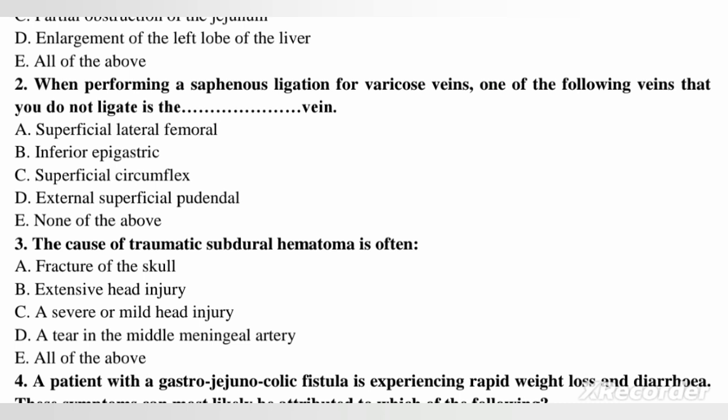However, we need to remember that the inferior epigastric vein is not one of the great saphenous vein's tributaries. It is part of the deep venous system and drains directly into the external iliac vein. That is the reason why it is not involved in saphenous vein ligation.